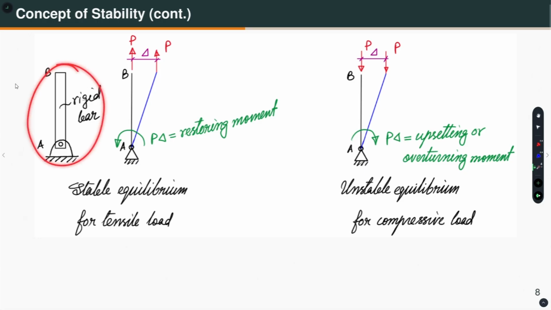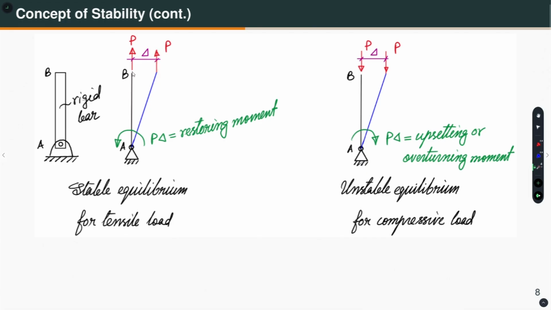This is a rigid bar which is pinned here at this point. Now, if I apply a vertical upward force P as shown in the figure, and then let us say your friend comes and disturbs it a little bit, so moves it to the right. The displacement is like that. Then this force P is acting like this.